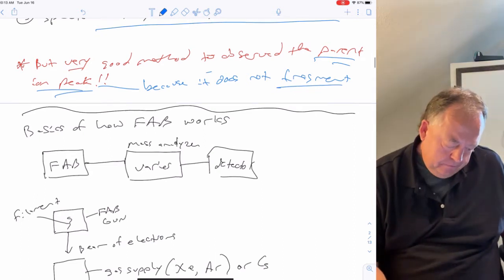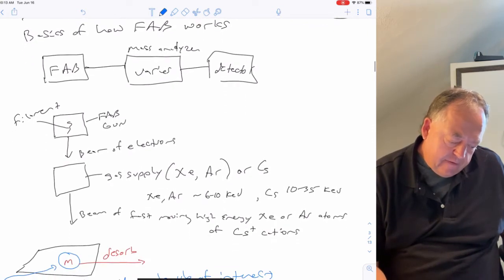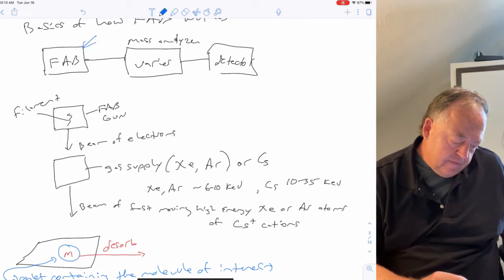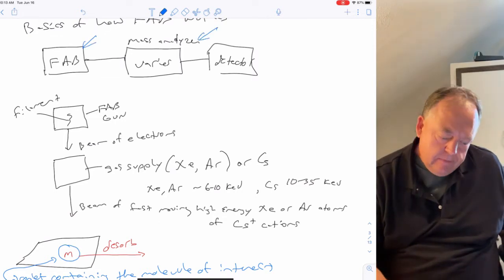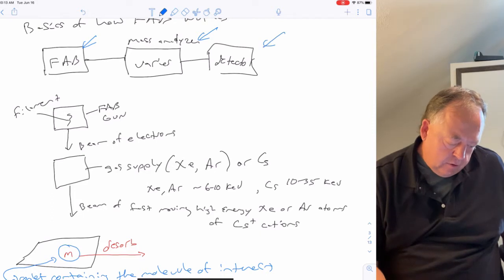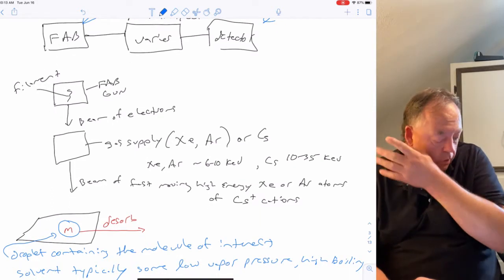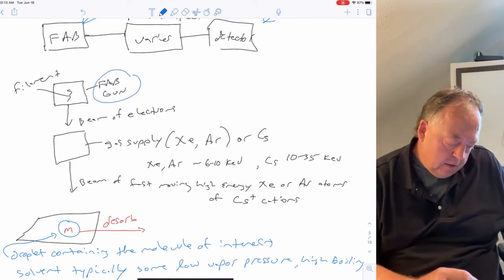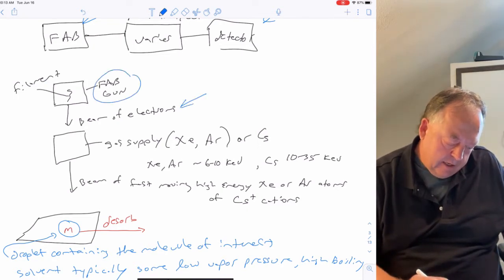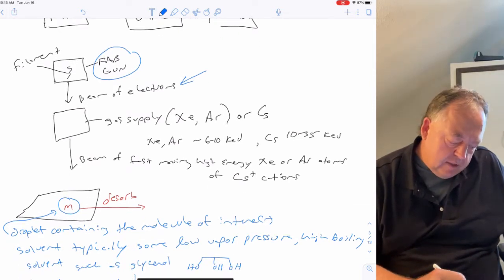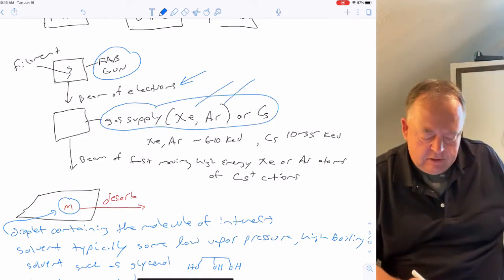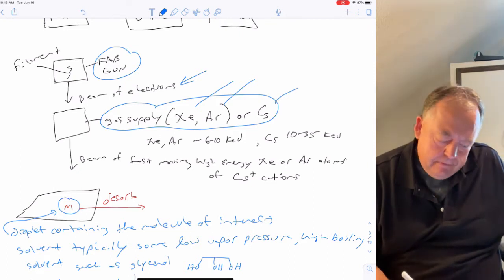Okay, so the basics of how a FAB works. So if you have ionization sources, FAB, the mass analyzer can vary, and we haven't talked about the detector at all yet, and we probably won't. So basically what happens is you have what's known as a FAB gun, an element that can basically produce a beam of electrons, and you shoot that beam of electrons at a gas supply. So the gas supply is typically argon or xenon, or it could be cesium.